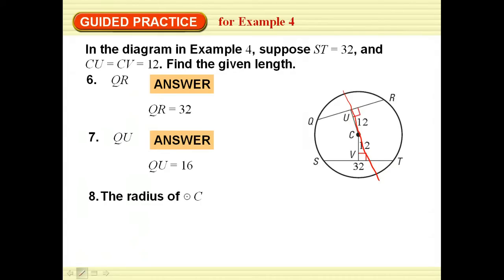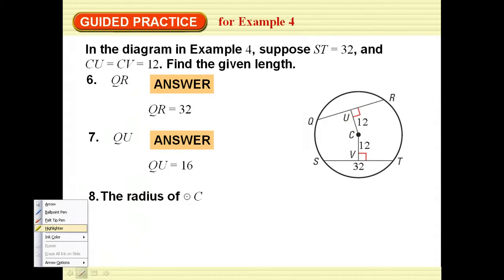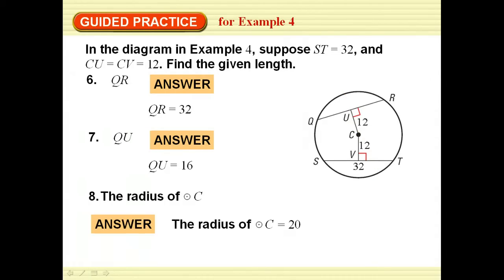Now the radius of C is the one that I said may have been a little more difficult. Let's see if you got it right. The radius comes out to be 20. Now how did we find that distance from here all the way out to here when I only know part of that segment? Well, what I know is that this is a radius too, from C to R, and so I have a right triangle. I know one side is 12, this other side is 16, so I can use the Pythagorean theorem. CR is going to be equal to the square root of 16 squared plus 12 squared, which comes out to be 20.